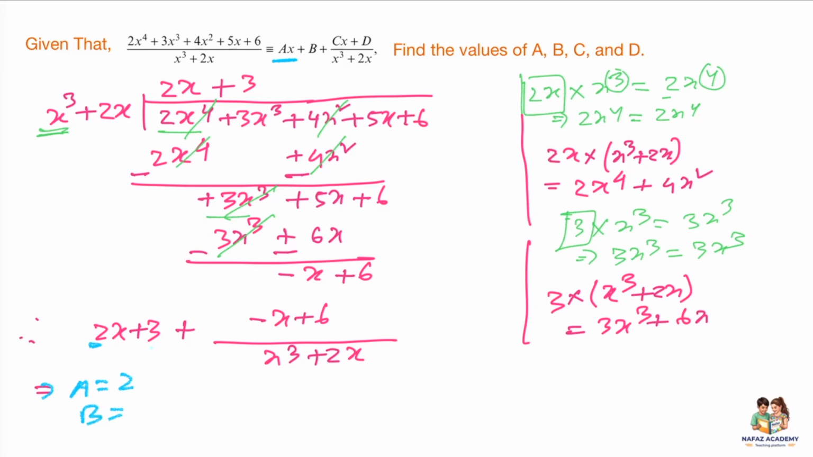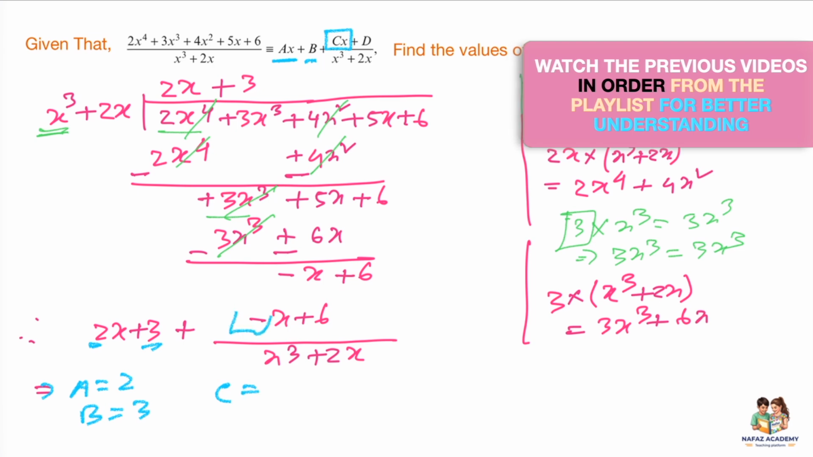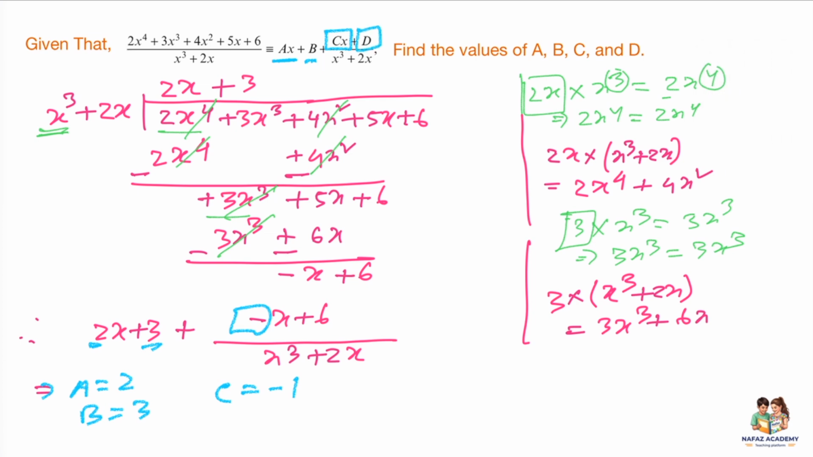Okay, what's the result? The coefficient of x is 2, so it is a. The numeric value is b, so it is 3, and the coefficient of x in the fraction is minus 1. Nothing means 1. And d is 6, right? It is positive 6, means 6. Okay, do you understand? It is the answer.